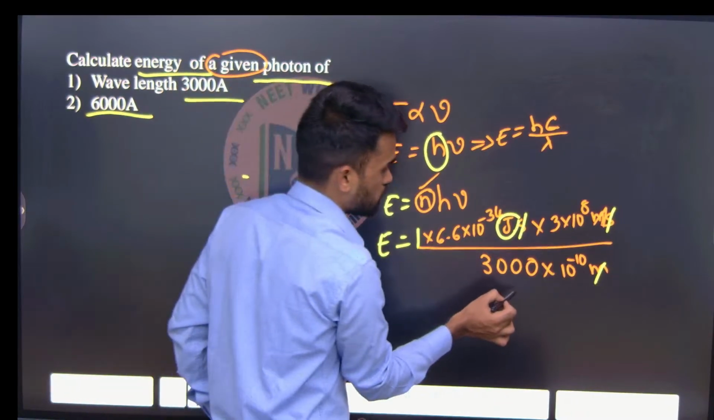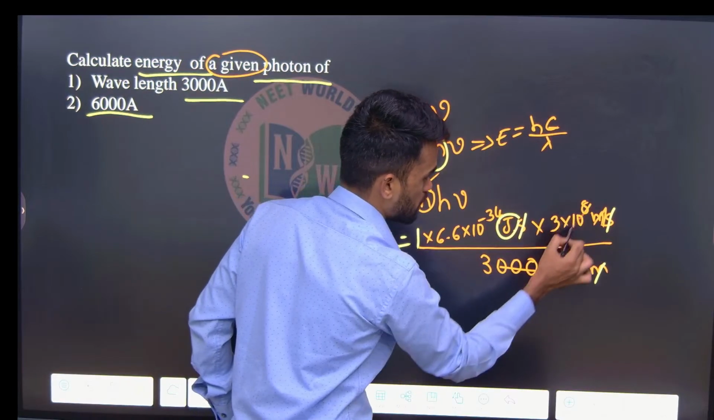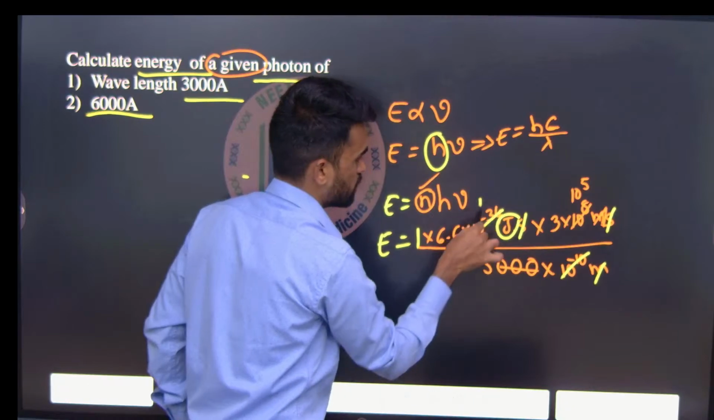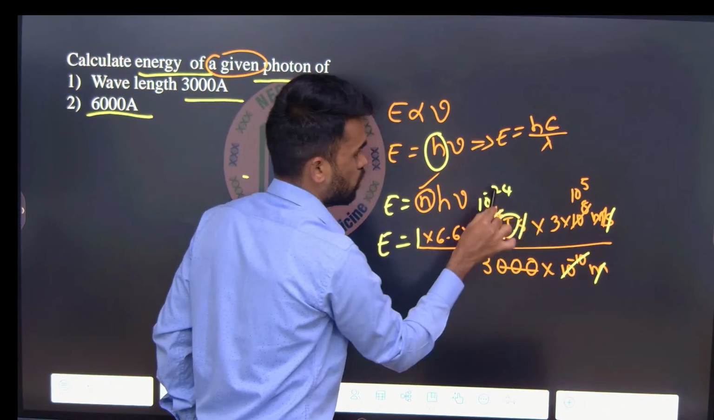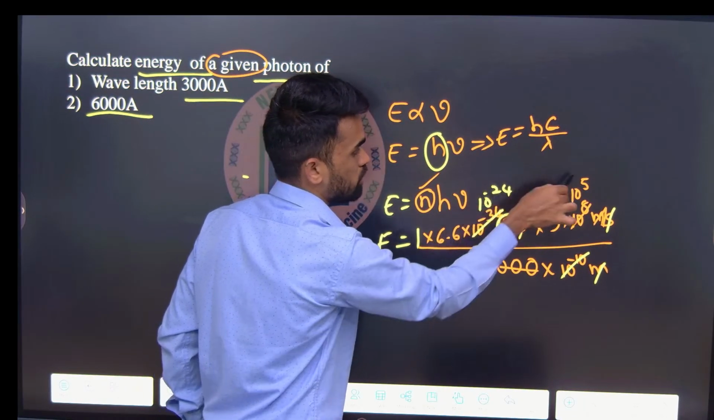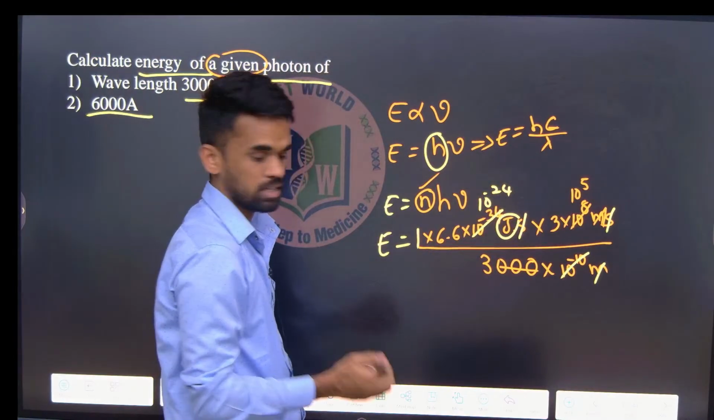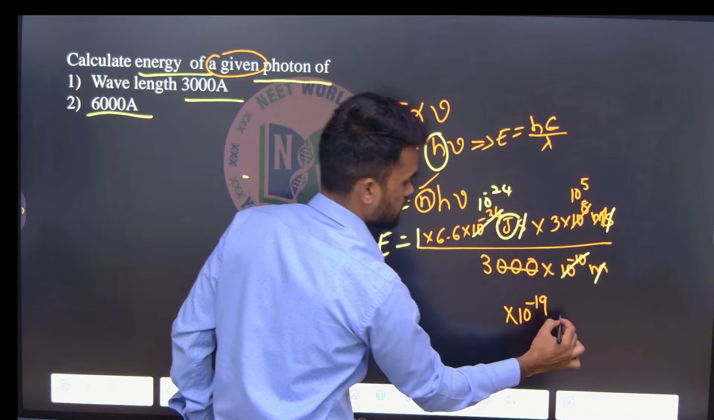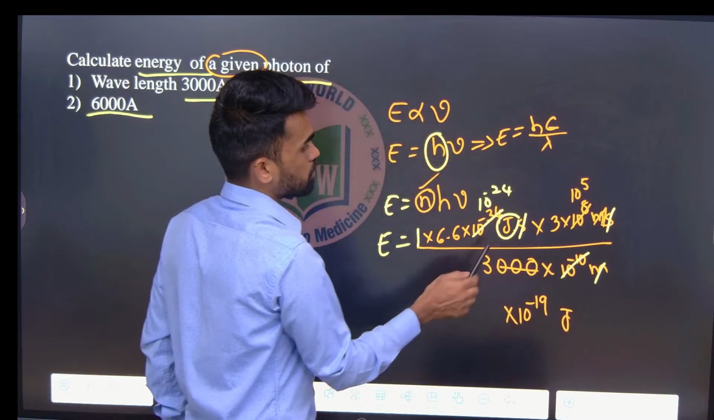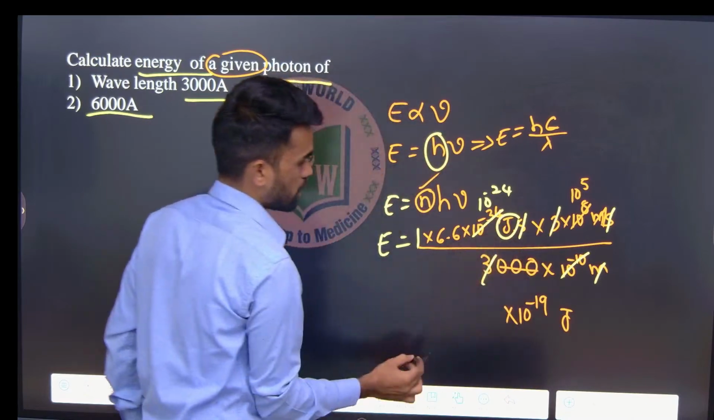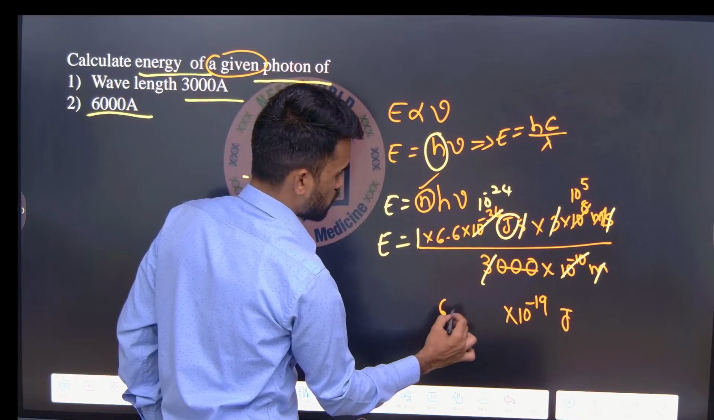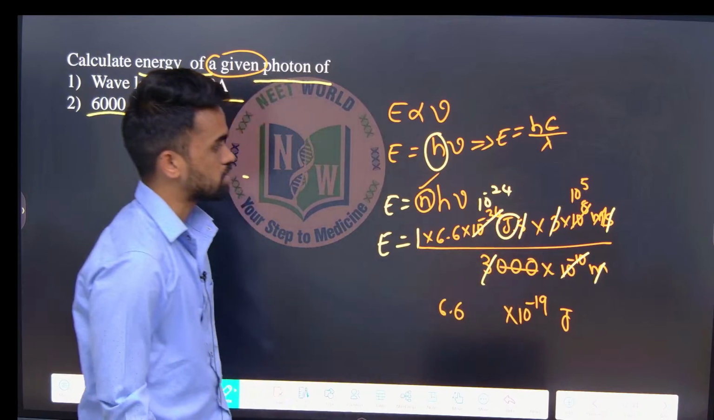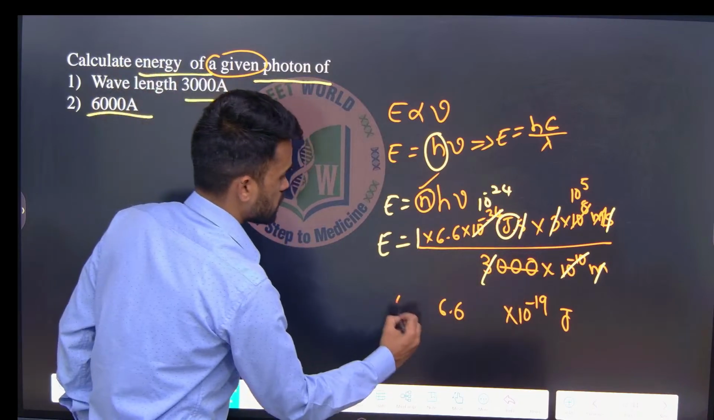Now what can I remove here? 3 zeros, so that it becomes 10 power 5. This is 10 power minus 24. Minus 24 plus 5 is minus 19, so 10 power minus 19, and the unit we have is joule. Then next 3, so what we have is 6.6 into 10 power minus 19 joules. So this is the energy.